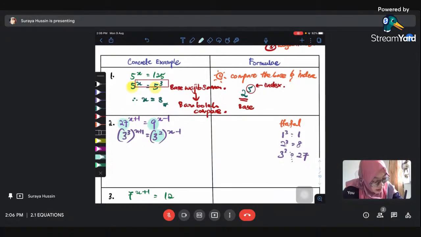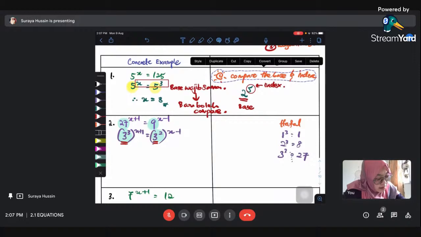Because kenapa saya minta hafal? Sebab dia akan mudah untuk kamu buat banyak-banyak latihan and it is going to help you a lot in mathematics. Okay, that's why even my maths teacher during my form 4 and form 5, diorang memang paksa kami student hafal, kalau tak memang berdirilah sepanjang kelas. So I've been used to hafal at least lah cubic and square ni kita hafal. Okay, please make an effort to it. So apabila kita dah ada base yang sama, bolehlah kita compare the index.